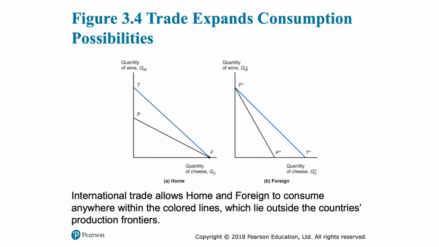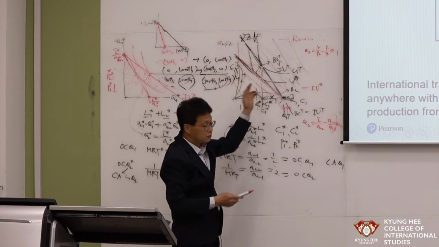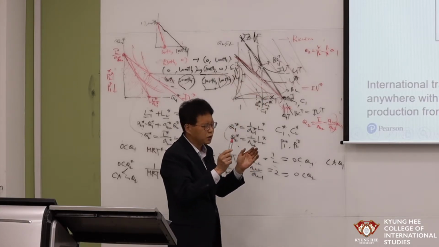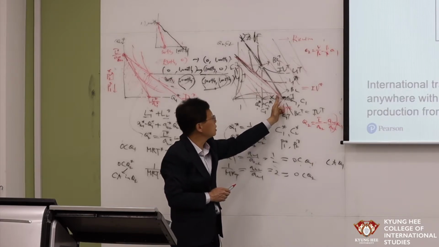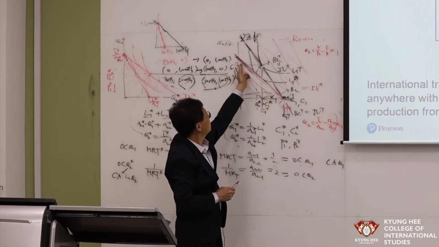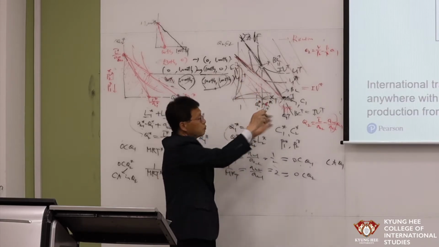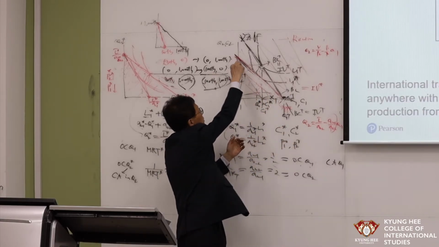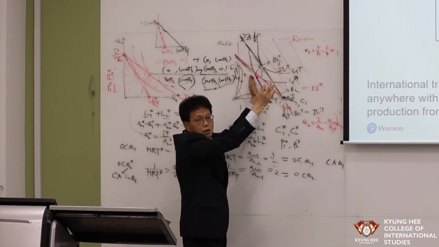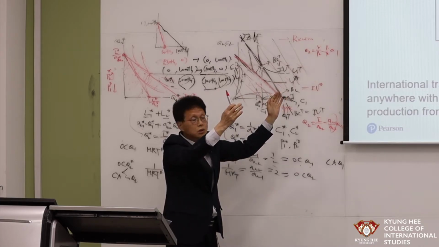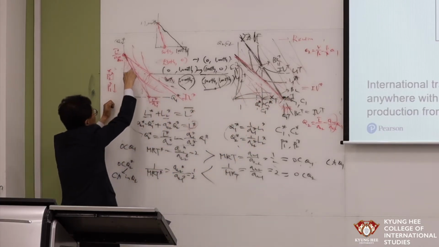International trade allows home and foreign to consume anywhere within the colored line, which lies outside the country's production possibilities. So that is production from the perspective of the country, the value maximization perspective. That is the PPF, production possibility frontier. Production possibilities is this one. Before trade and after trade, the PPF is the same, but consumption opportunities expand to the right. Consume more than the autarky situation. Foreign countries, same. That is the PPF.